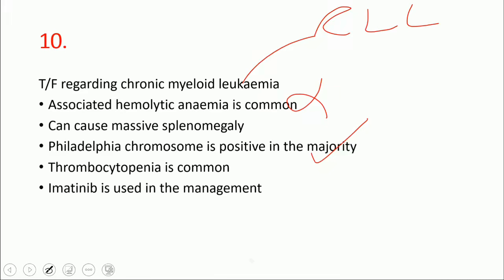Okay. Right. So remember, in chronic myeloid leukemia, you get a myeloproliferative state, lots of white cells.